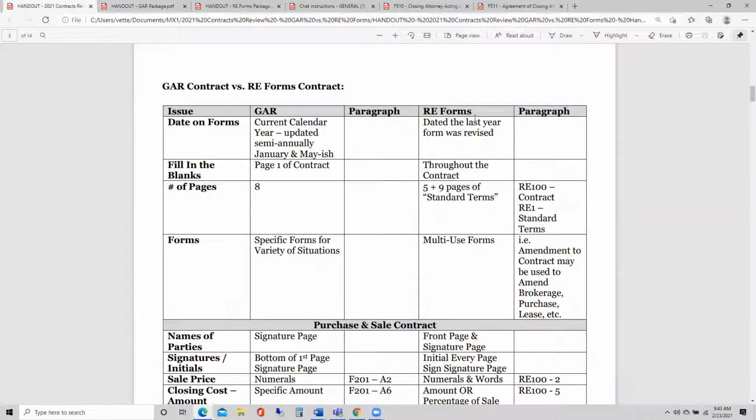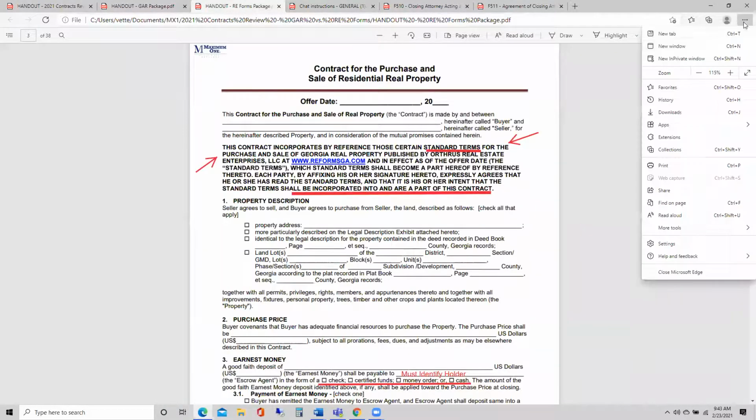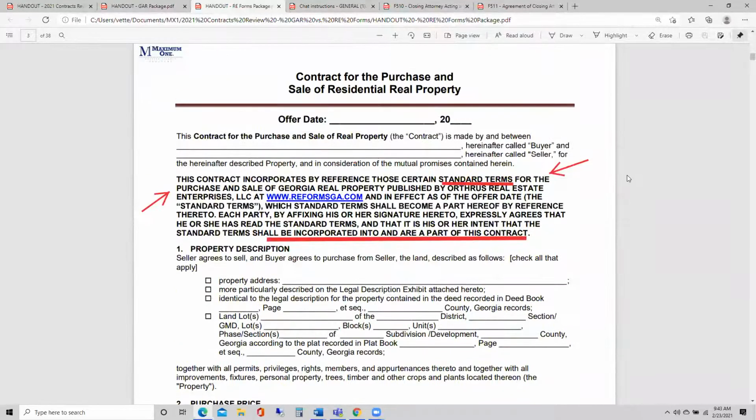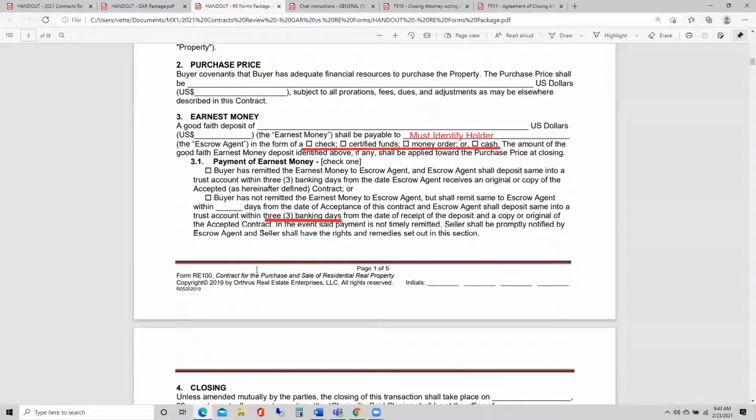The RE forms, however, only have the date that form in and of itself was last revised. So this is the actual RE form, contract for purchase and sale of real property. And you'll see at the bottom 2019, because that was the last time this form was revised.